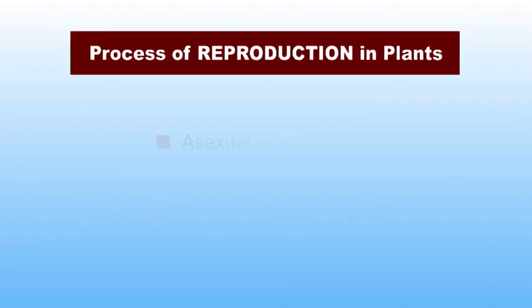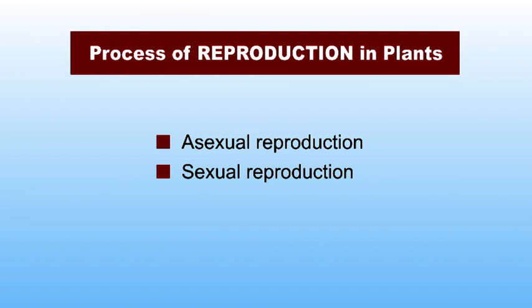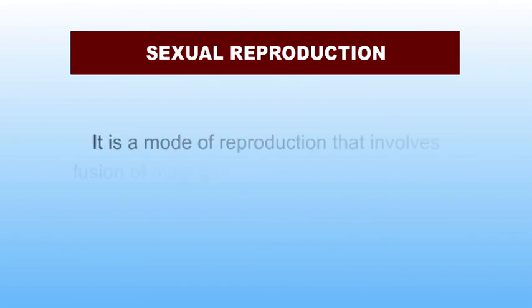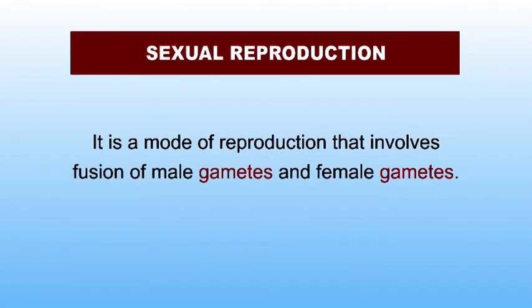Reproduction in plants takes place through two different processes, that is, asexual reproduction and sexual reproduction. What are these asexual and sexual reproduction? Asexual reproduction is a type of reproduction in which new individuals develop from a single parent, and sexual reproduction is a mode of reproduction that involves fusion of male gametes and female gametes.